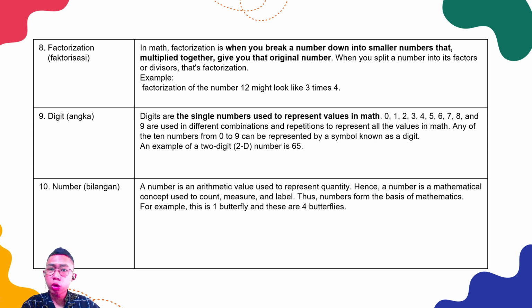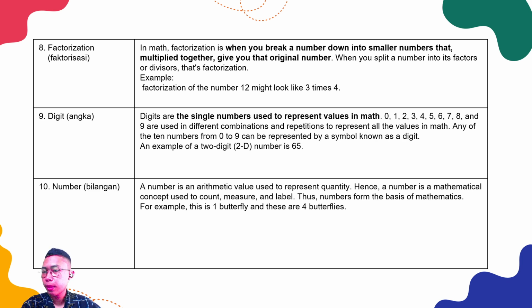Digit. In Bahasa it is angka. Digits are the single numbers used to represent values in math, like 0, 1, 2, 3, 4, 5, 6, 7, 8, and 9. They are used in different combinations to represent all the values in math. Only the 10 numbers from 0 to 9 can be represented by a symbol known as a digit. An example of a two-digit number is 65.